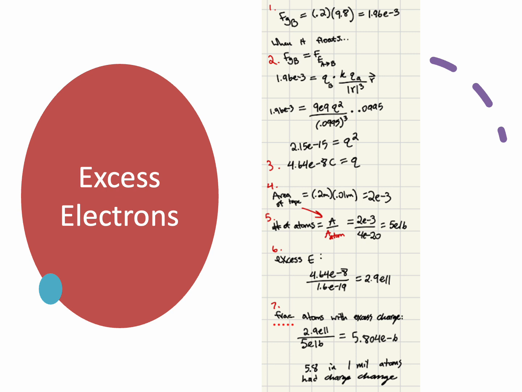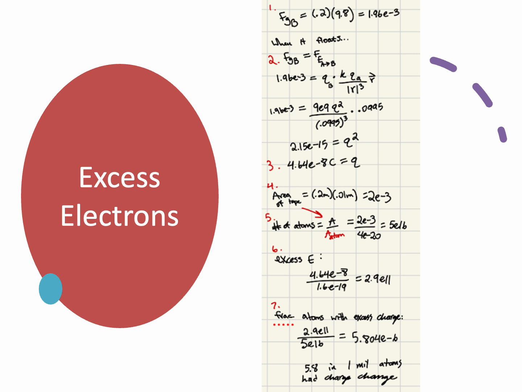The area of the tape was given by the product of the side lengths of the piece of tape. A number of atoms was then given by the area of the tape divided by the area of an atom, and that was about 5 times 10 to the 16th. For the excess number of electrons, that was given by the charge deduced earlier divided by 1.6 e-19, and that yielded 2.9 e11.